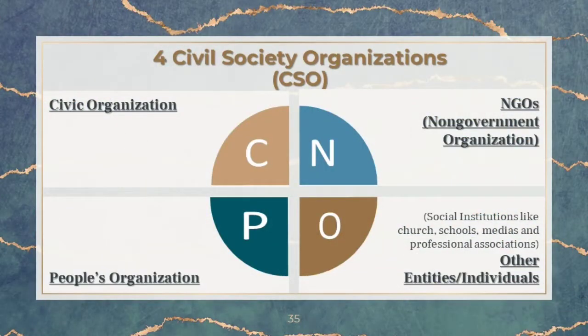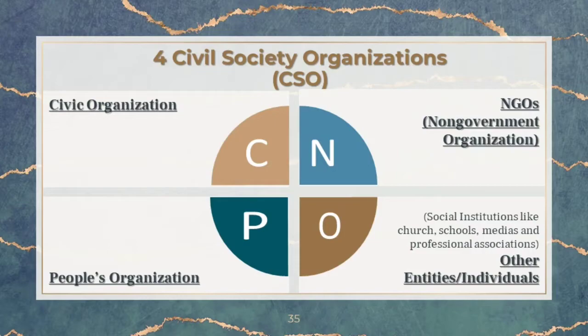So it is divided into 4 groups. The first one is the civic organization, which focuses on advocating equality on land rights. The second is the people's organization, which was established by small farmers, fisherfolk, and slum dwellers, which focuses on independence and peace. The third one are the NGOs, or non-government organizations, which focus on human rights. And the last one is the other entities or individuals.